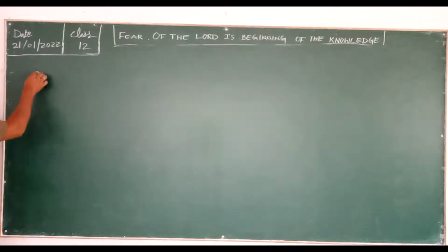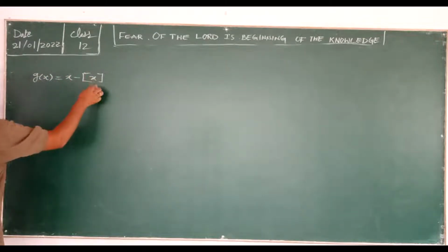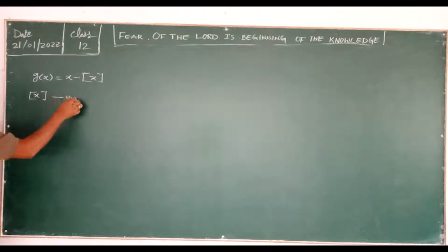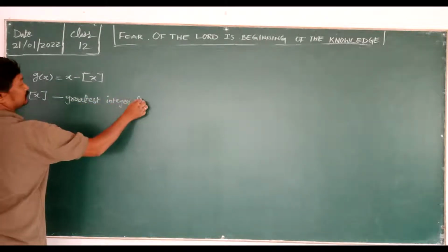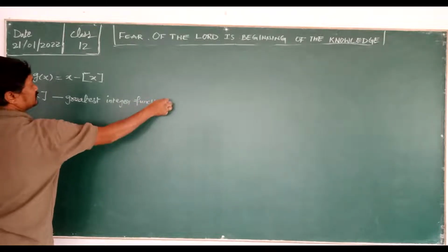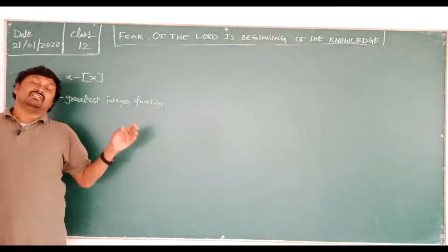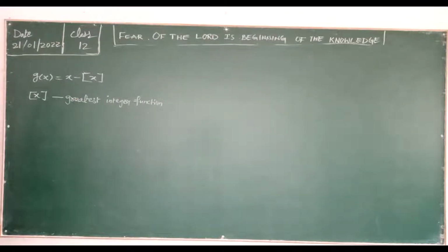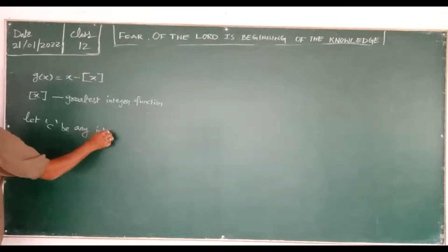Here it is given that g of x is equal to x minus box x. This is nothing but the greatest integer function. This is the given. Now we have to solve this problem and prove that at all points it is discontinuous. So we have to prove that at all points. Okay, so what I'll do here: let c be any integer.